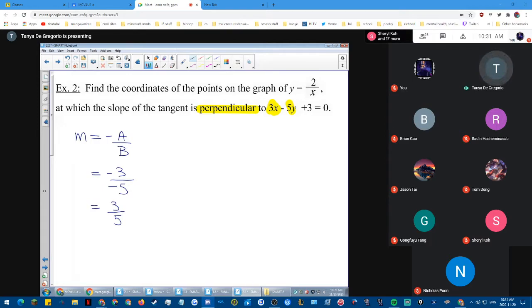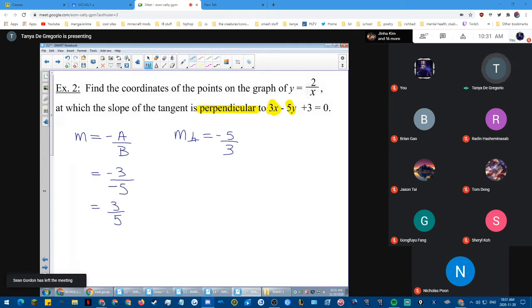Okay, so now I have a slope of this line, but I need the equation of the line, or I need to know the x-coordinates of the tangent that is perpendicular to this. So what's the slope that I want? That's the slope that I want. What do I do next? Find the coordinates of the points on that graph that has this slope. What do I do? Okay.